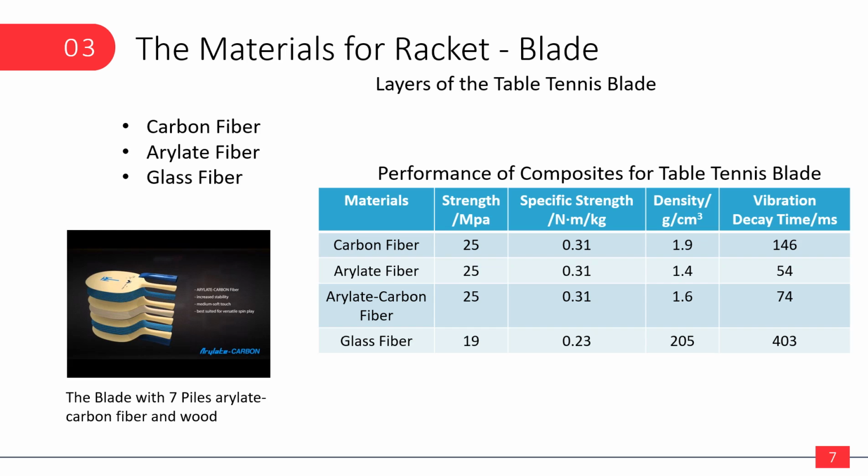Aramid fiber has the characteristics of strong flexibility and high specific strength. Therefore, when an aramid fiber layer is added to the blade, the ball feels soft. The contact time between the ball and the racket is longer, and the force will have several feedbacks, just like a slingshot. The left diagram shows a blade with 7 plies, 2 of them are aramid or carbon fiber, and the others are wood.